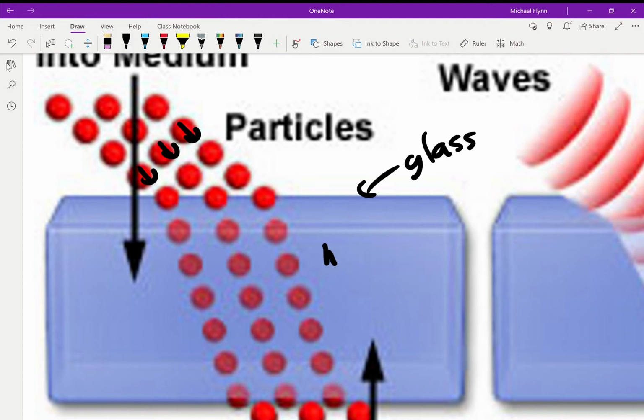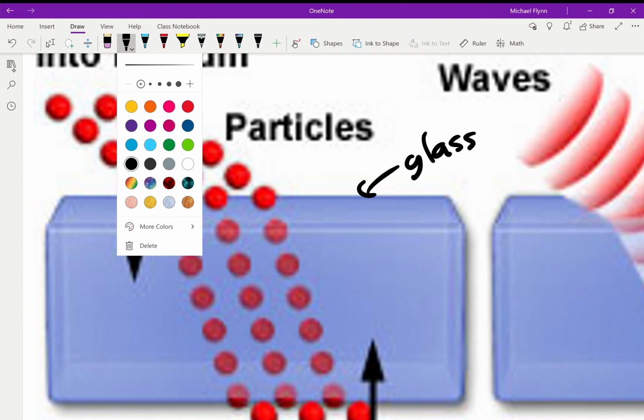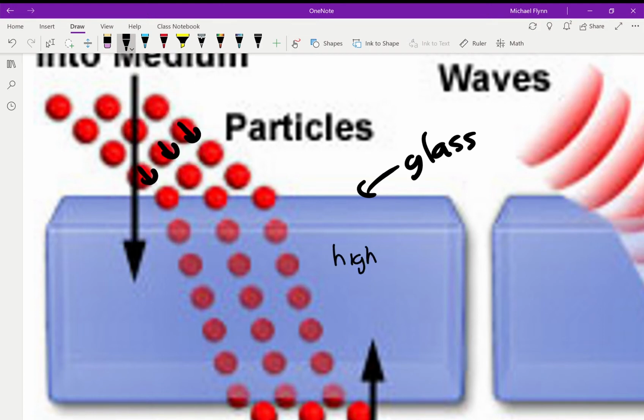gravitational, you know what, I need to change the thickness of my pen just a moment. Okay, it has a higher gravitational pull on the particles of light.